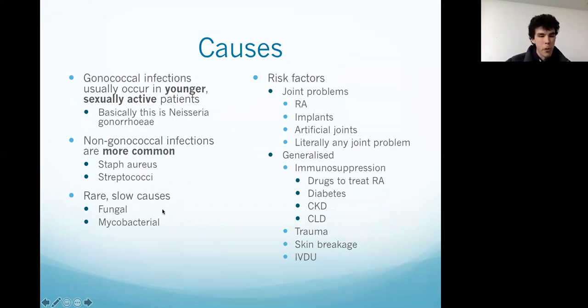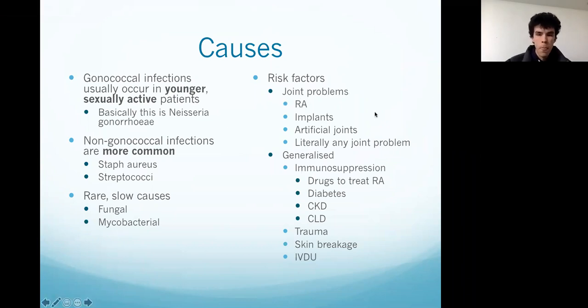You don't really get these fungal or mycobacterial infections except in immunosuppressed patients. So, risk factors: you can have problems in the joint already, so things like rheumatoid arthritis, implants or any artificial joints, and literally any joint problem increases your risk of having something sit there. It's kind of like when you have problems in the heart, and pretty much any problem with any valve will give you an increased risk of endocarditis.